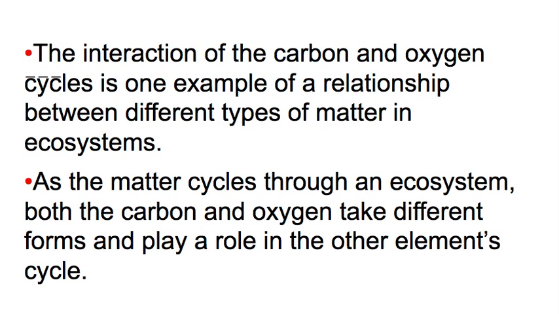So the interaction of carbon and oxygen cycles is one example of a relationship between different types of matter in ecosystems. So as matter cycles through an ecosystem, both the carbon and oxygen take different forms and play a role in the other's element cycle. Oh, now it's all starting to piece together, Mrs. Forson. Yeah, that's what we're talking about.